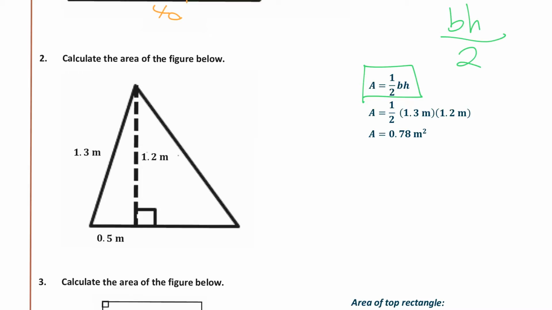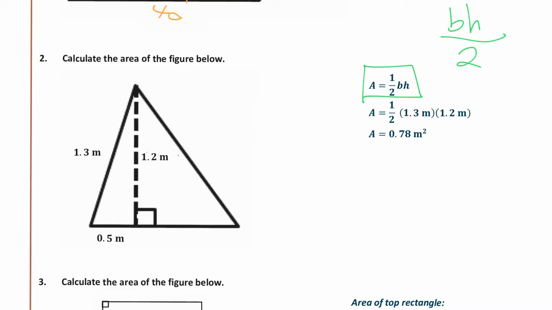Times 1/2 might be helpful if you had fractions, like a triangle with 1/2 by 3/4, because then you could just do 1/2 times 3/4 times 1/2. So it could be helpful if there are fractions, but this one does not, so you could just divide by 2, which would be pretty easy.